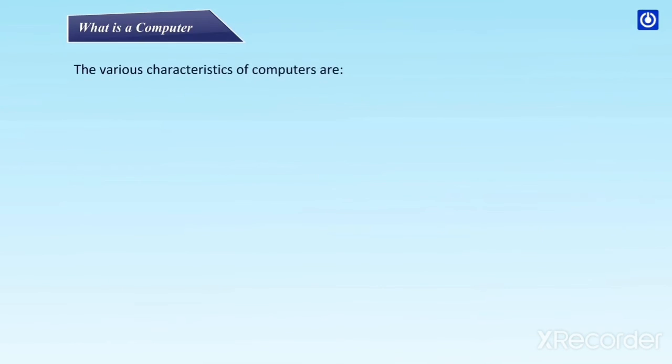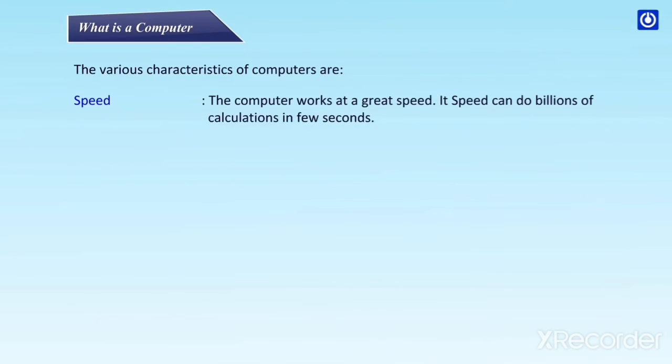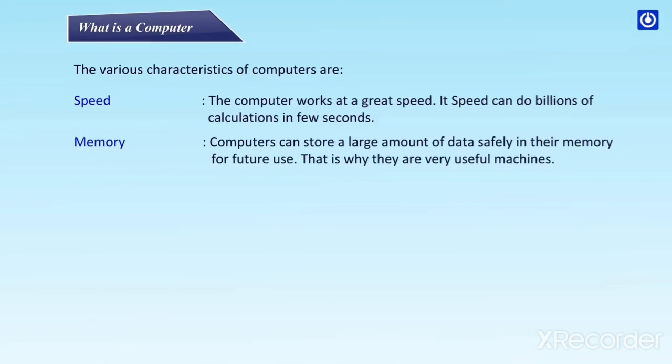The various characteristics of computers are: Speed. The computer works at a great speed. It can do billions of calculations in a few seconds. Memory. Computers can store a large amount of data safely in their memory for future use. That is why they are very useful machines.